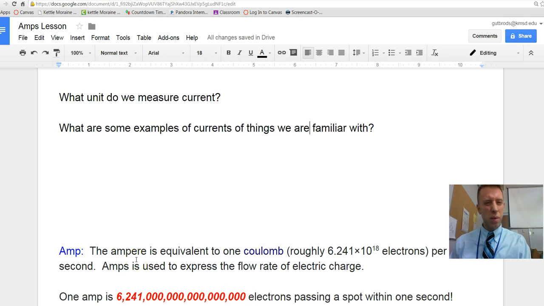We're going to get a little bit more into this, to try and help you understand a little bit better. But the main thing I want you to understand right now is what current or amps are. It's basically the flow rate of electric charge. So let's take a look at some examples. Let's look at some analogies and try to help us understand this a little bit better.